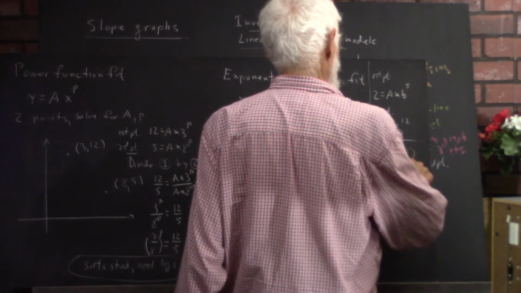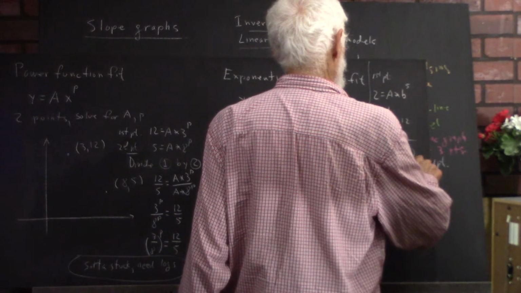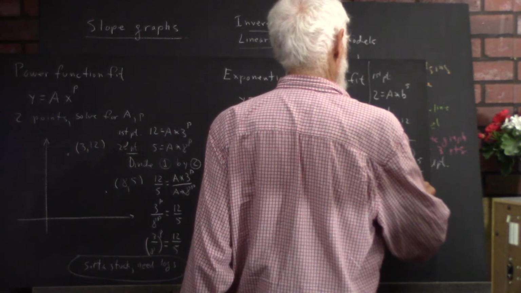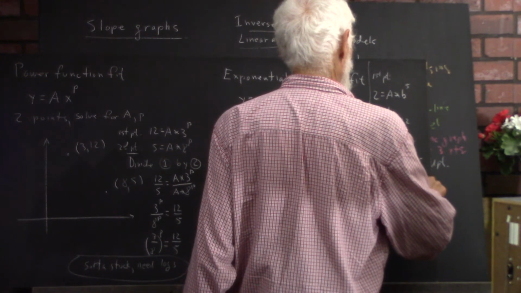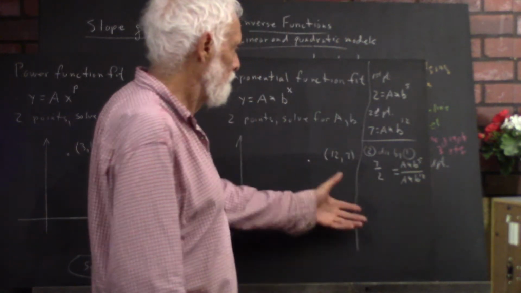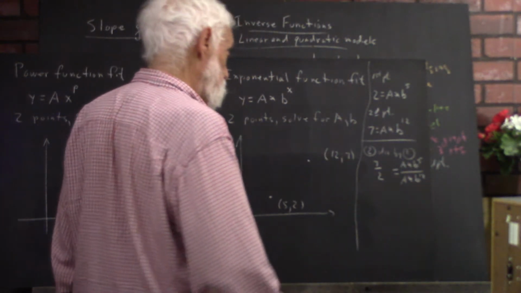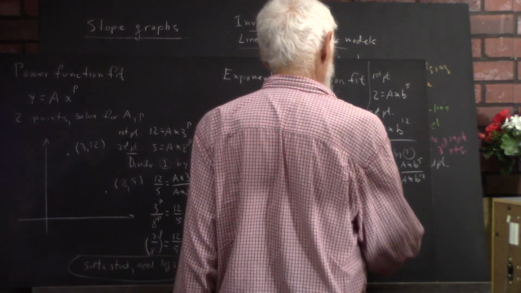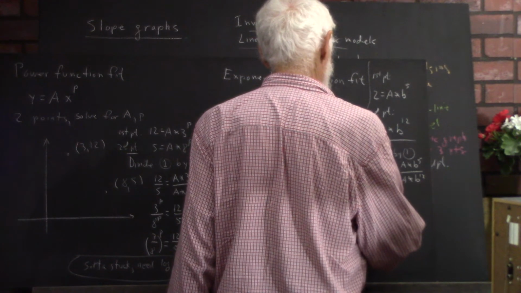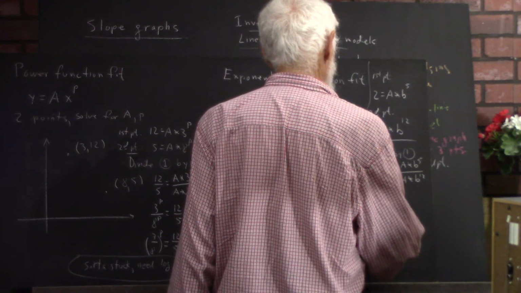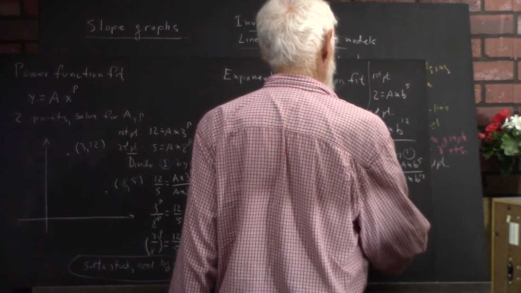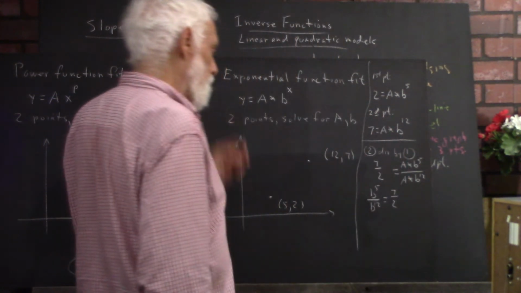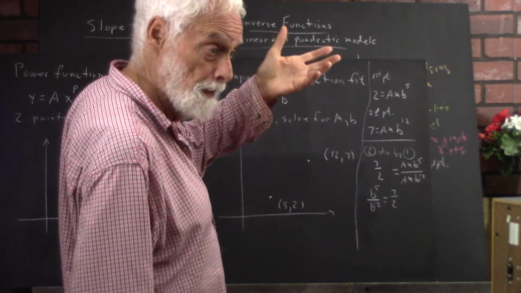7/2 equals a times b to the 5th over a times b to the 12th. Very simple. Switching sides and noting that a divides out, I end up with b to the 5th over b to the 12th equals 7/2. Now how are we going to solve that for b?